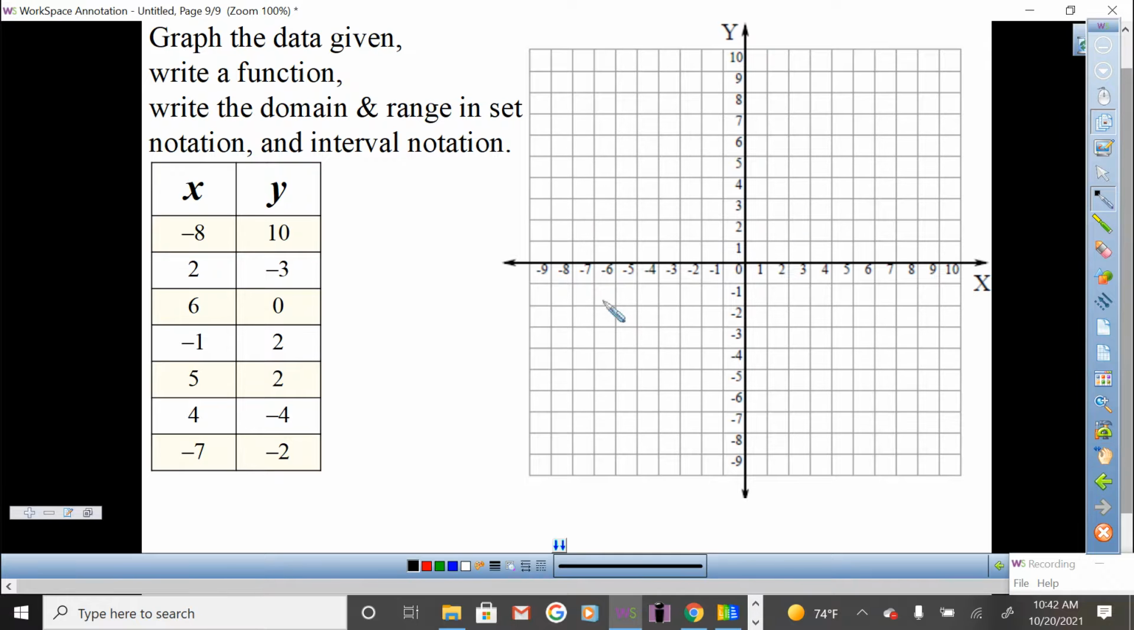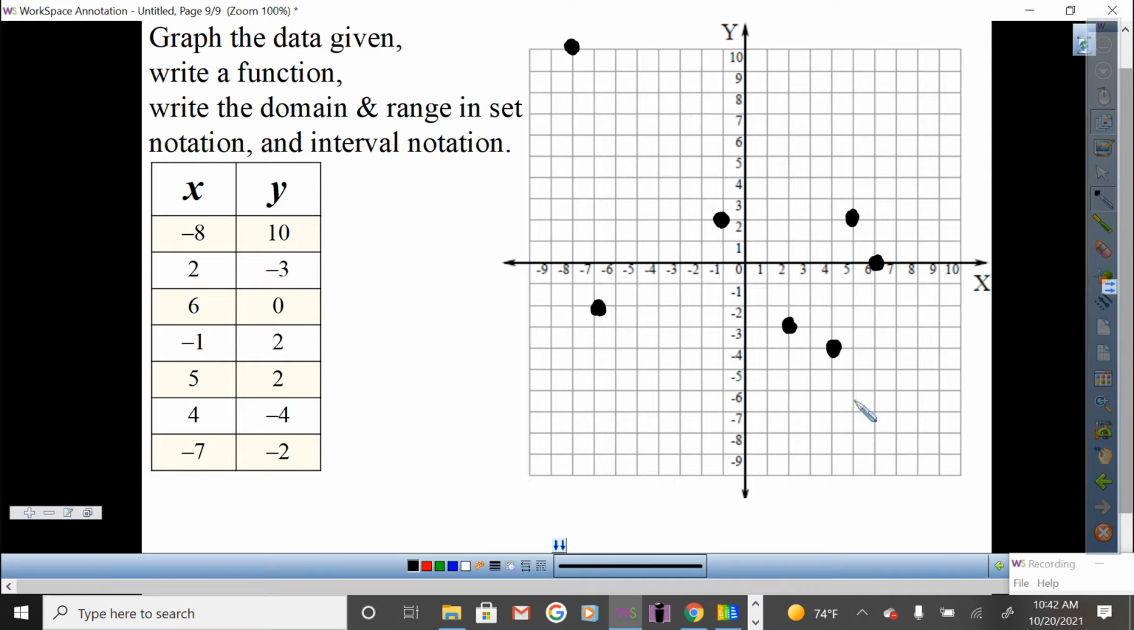Let's see. -8, 10. -8, 10 was way up here. 2, -3. 6, 0. -1, 2. 5, 2. 4, -4. And -7, -2. And if you got something like that, okay, good.